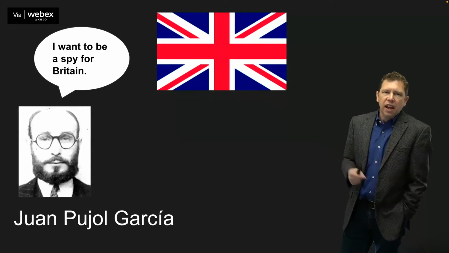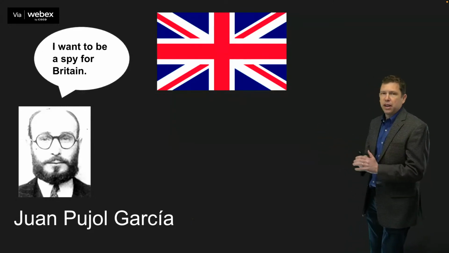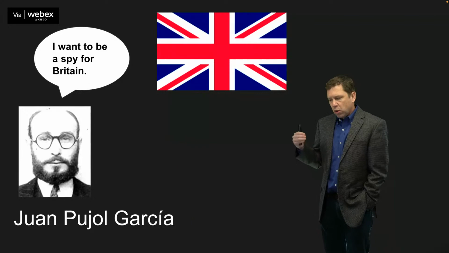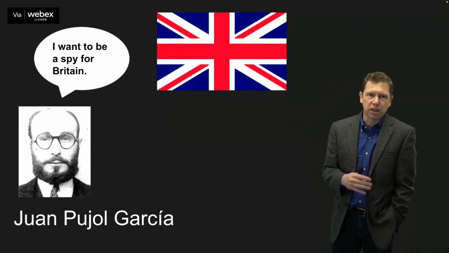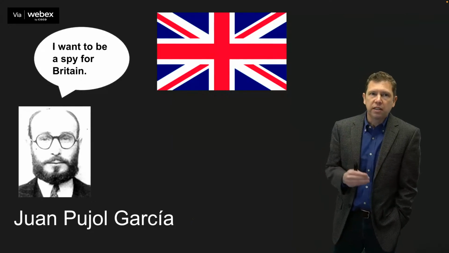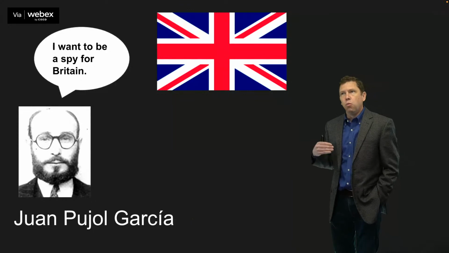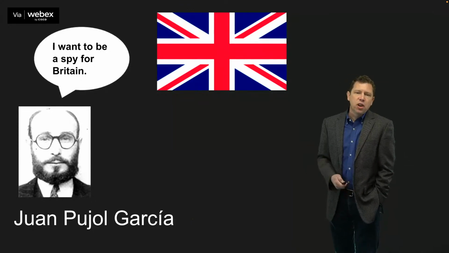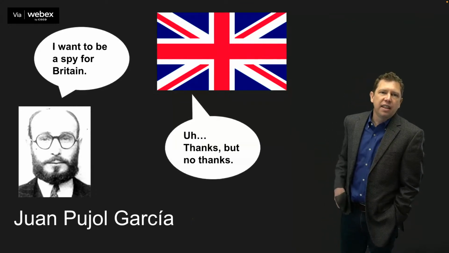So probably the most successful is Juan Pujol Garcia. I think I'm pronouncing his name right. He was from Spain, and was very much against fanaticism based on some of his early history. He sees what's happening and wants to do his part against the Nazis, both he and his wife. So he goes to the UK and says, "I want to spy for Britain," and they say, "Thanks, but no thanks."